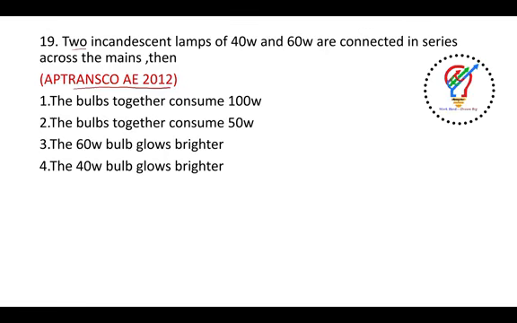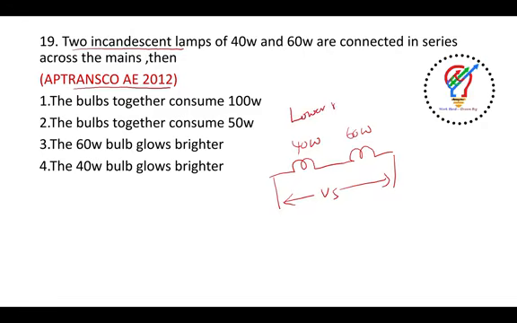The question is: two incandescent bulbs of 40 watts and 60 watts are connected in series across the mains supply. Which bulb glows brighter? In a series connection, the bulb having the lower rating will glow more. In a parallel connection, as you know, the higher rating bulb will glow.